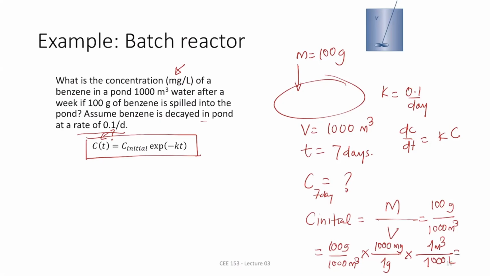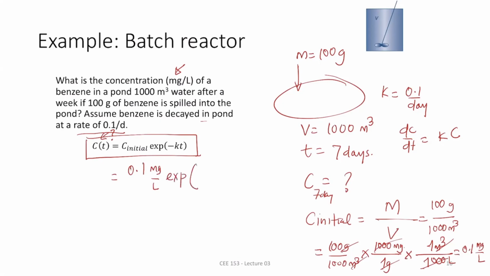So once you have the conversion, 1000 cancels, gram cancels, meter cube cancels. So that becomes whatever that number is in milligram per liter. So that's 100 by 1000, which is 0.1 milligram per liter. Okay, so that's the initial. So if you put this one here, 0.1 milligram per liter.